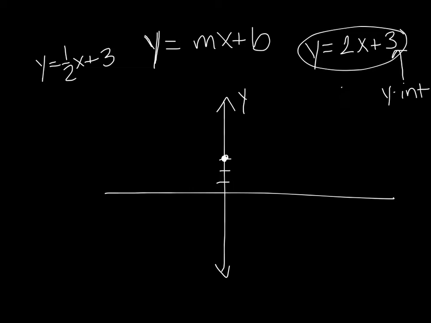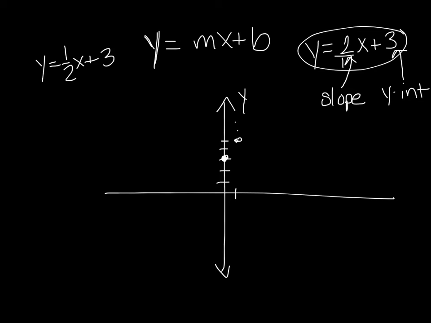Then we look at our other number involved, and the number with the x is your slope. Now slope is rise over run like we've talked about before. So this one is a 2. Now we need slope to be a fraction, so we're going to put that over 1. They're both positive, a positive 2 and a positive 1, so that means we rise 2 and we run 1, which means my next point's here.